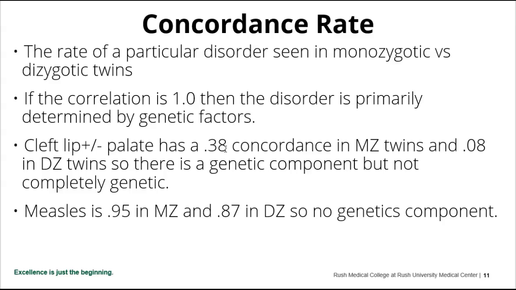But then let's look at an infectious disease such as measles. It's 0.9. If one twin gets measles, so will the other, whether they're monozygotic or, really, 0.87 dizygotic. This is an infectious disease. Basically, you and somebody sitting next to you in class, if one of you gets measles and hasn't been vaccinated, so will the other one. So that's less likely to do with genetics.